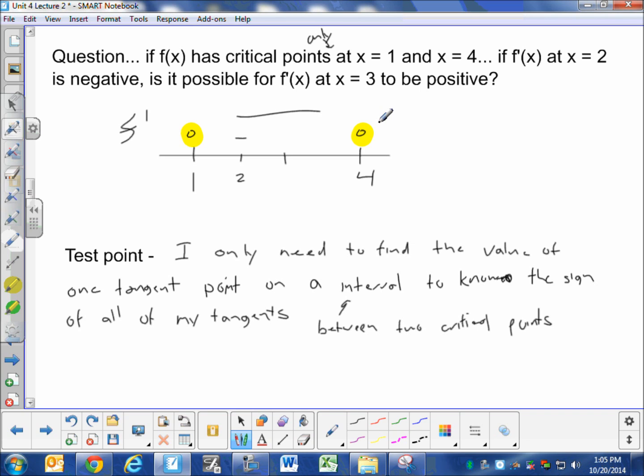If I just find critical points, I just test one value. And boom, I know all of the tangent slope values. And if I went over here and I could test a value like at 5, and I knew that f prime of 5 was positive, well, then I know my function goes from decreasing to increasing at 4. This would be a location of a min.